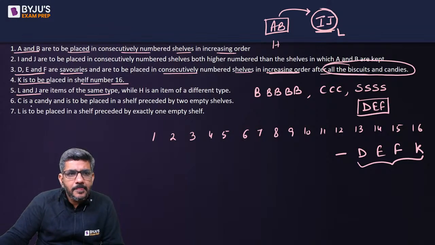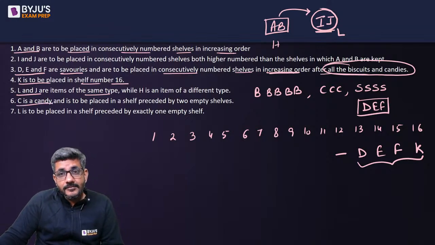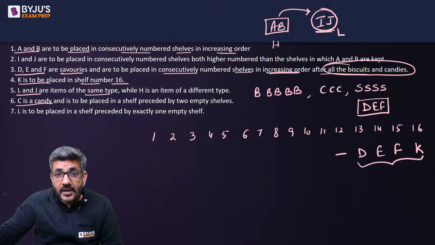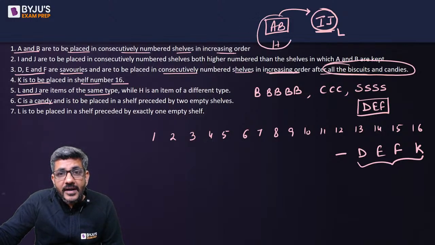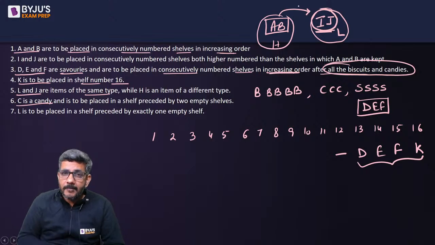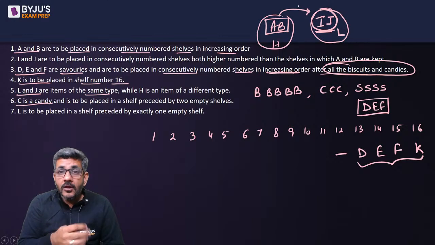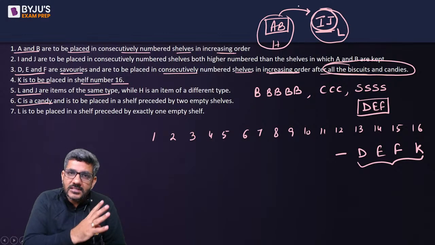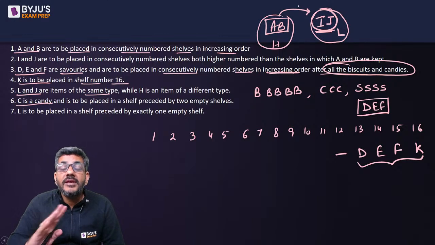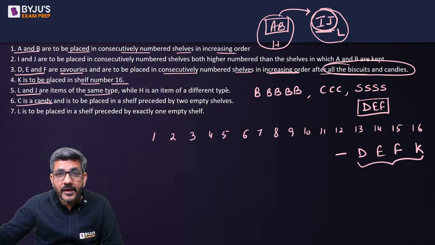C is a candy. Now there is a point. If ABH are one type and IJL are one type, now candies are only three. So either ABH are candies and IJL are biscuits, or IJL are candies and ABH are biscuits. In any case, how can C be a candy then? C will not be a candy at all. This means my assumption that H is of type AB is wrong.